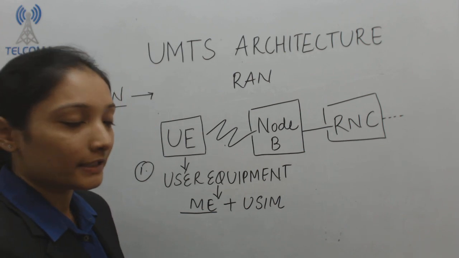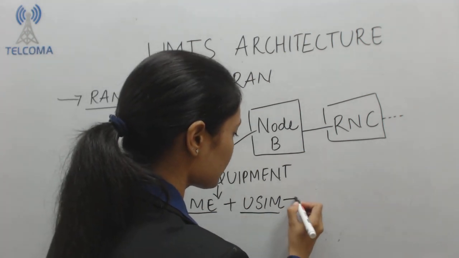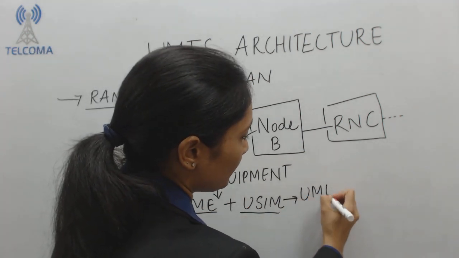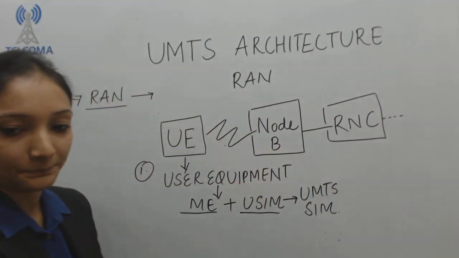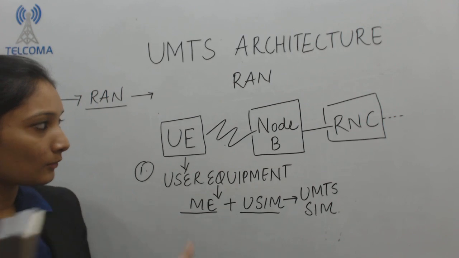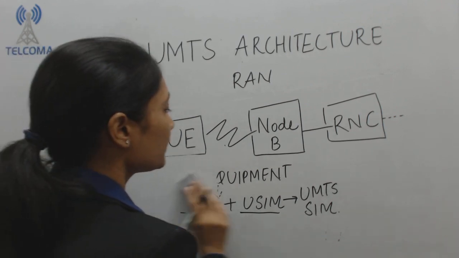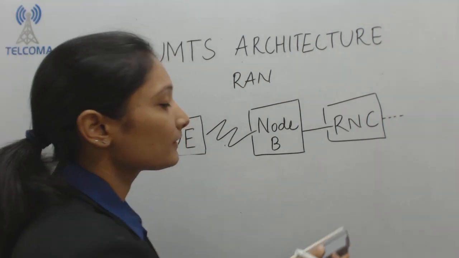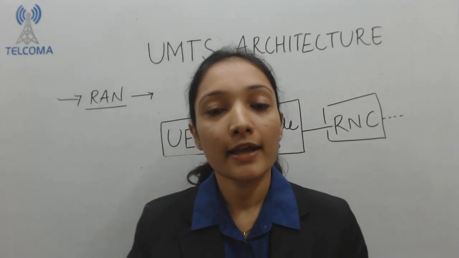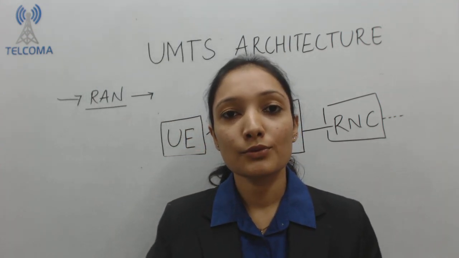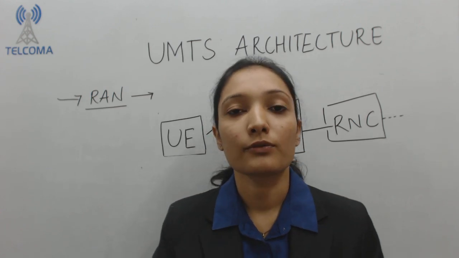ME is our mobile equipment and this is our UMTS SIM. So firstly, the mobile equipment. Now the mobile equipment is basically our handset, which is a portable handheld device, and this is a radio terminal which is used for the transmission and reception of your call.